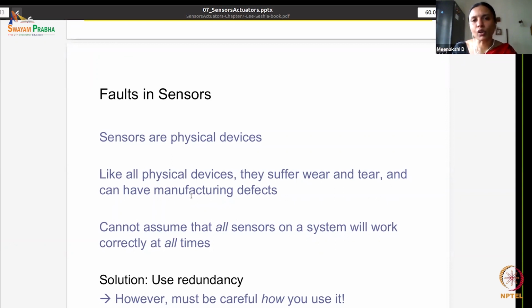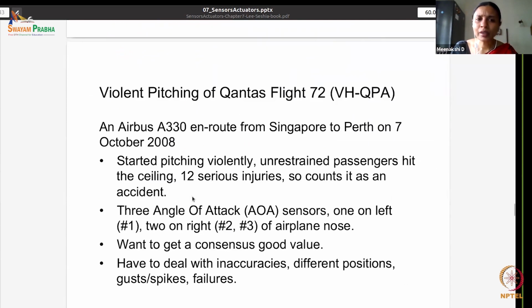Then comes the trade off. How many copies? If I have more than one copy, how do I know which of these sensors' data to use? Can I take an average of them? How do I take an average? All these questions come into the picture. Here is an example of what could go wrong because of not taking the right kind of average.